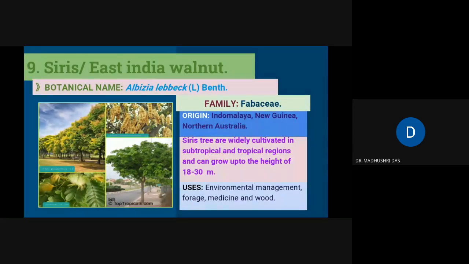Ninth tree is Albizia lebbeck, which is commonly known as Siris or East Indian walnut. It belongs to the family Fabaceae. It originated in Indo-Malaya, New Guinea, and northern Australia. These trees are widely cultivated in subtropical and tropical regions and can grow up to a height of 18 to 30 meters.